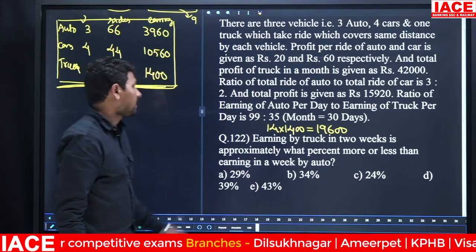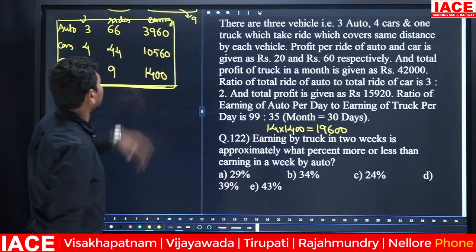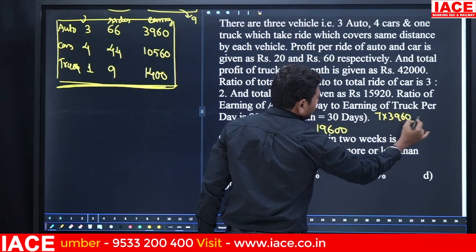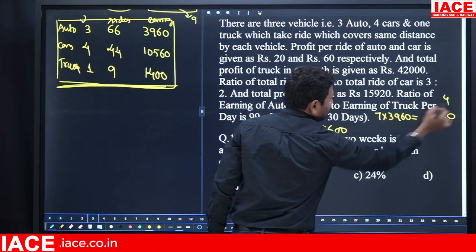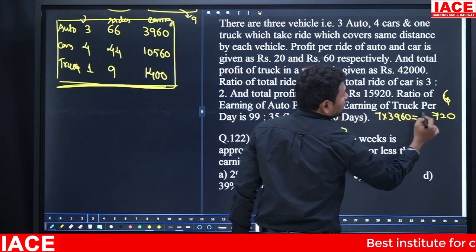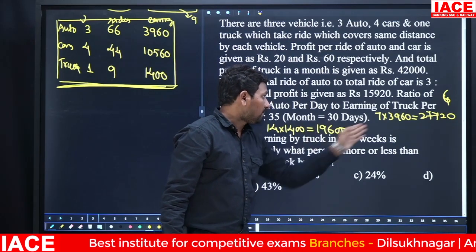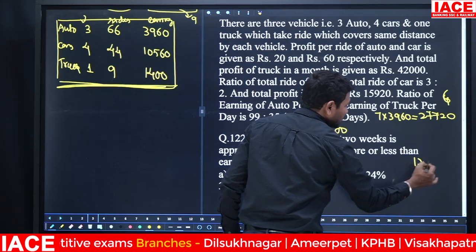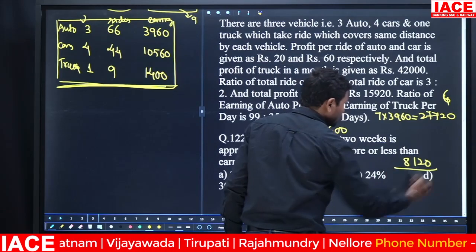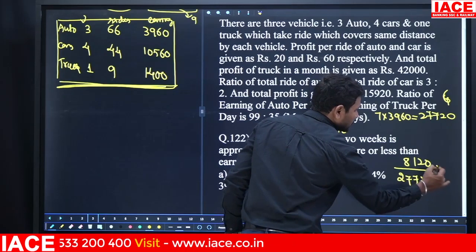This is the truck amount. The earning in 2 weeks is approximately what percentage more or less than the earning in a week by auto. Auto is how many rupees? 3960. We should multiply this with 7. 7 into 3960. Here 7 into 0 is 0, 7 times 6 is 42, carry forward 4, 7 times 9 is 63, 63 plus 4 is 67, and 7 times 3 is 21, 21 plus 6 is 27. 27,720 and 19,600. Comparing 720 to 600 the difference is 120, and 27 to 19 the difference is 8. 8,120 is less.